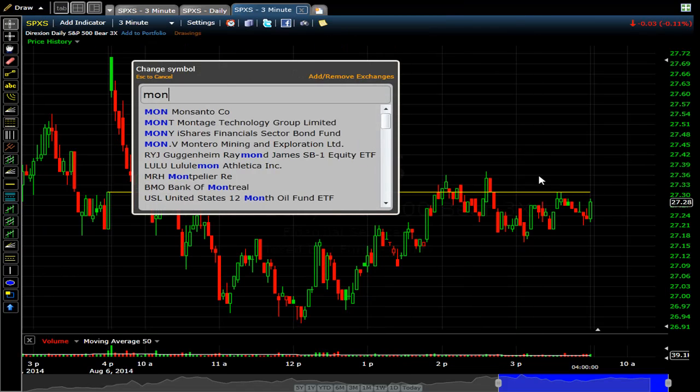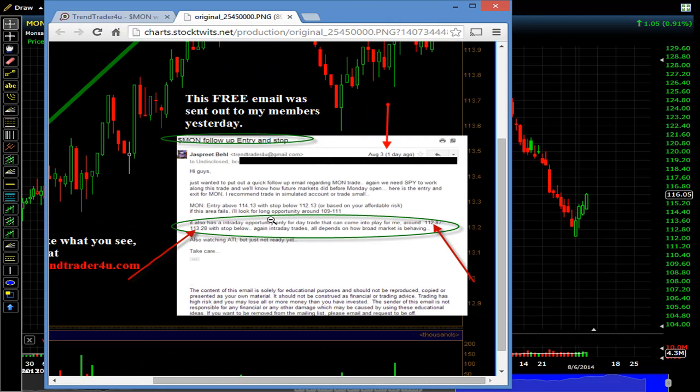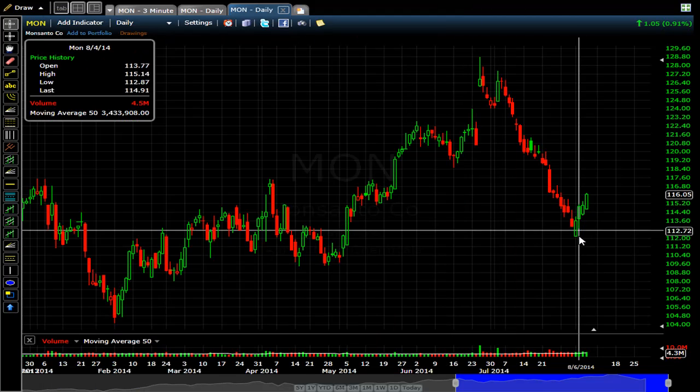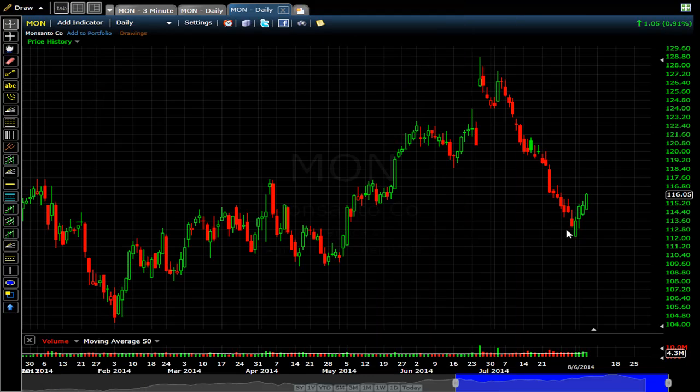So let's go to Monsanto. Since this was a daily chart, going to daily, 114.13. So right here, I said entry right here with a stop right there. Stop below 112.13. So 112, this is below this candle, right? Still riding. So whoever took it is still running, but at this point, do you want to just keep letting it run? No, you always want to take profits.